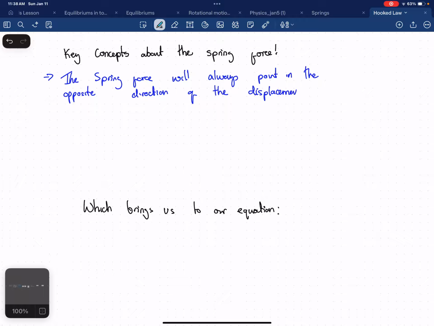All right. So if I'm pulling my string to the right, my spring force will be pointing to the left. If I push my string down, my spring force will be up, will point up. Spring force is a force, and forces are vectors. So this direction I'm referring to is very, very important. And the second key concept I want you to get from this is that the larger the displacement, the larger the spring force.